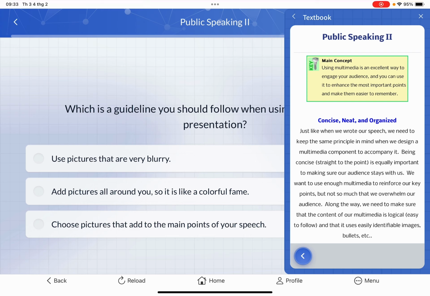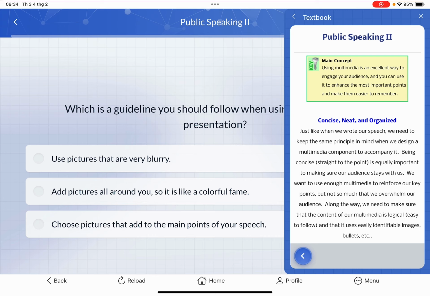Using multimedia is an excellent way that we can use to engage our audience, and we can use it to enhance the most important points in our speech. And it can also make it easier to remember what we're about to say in our speech.